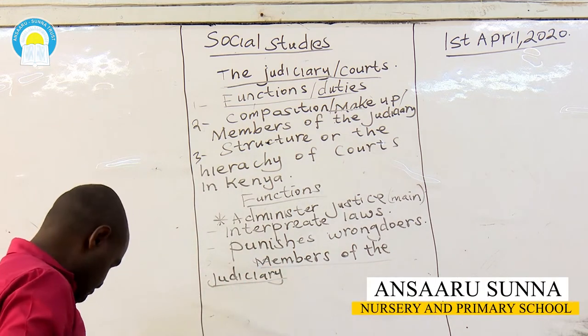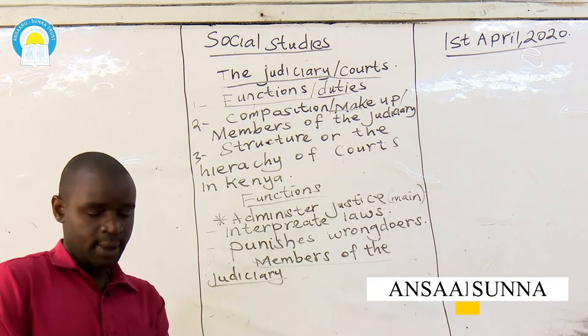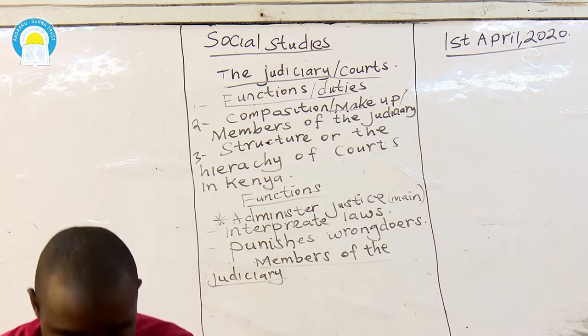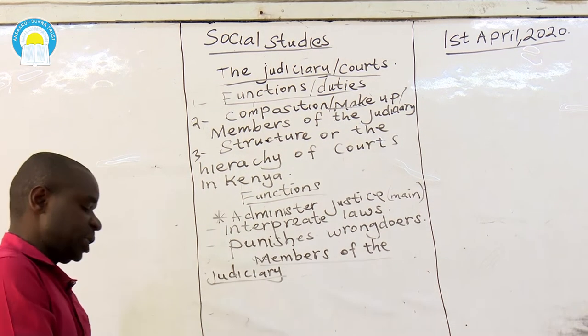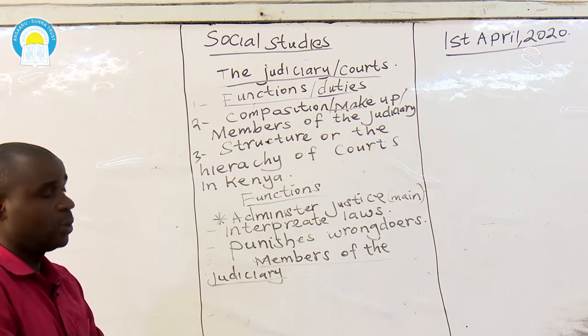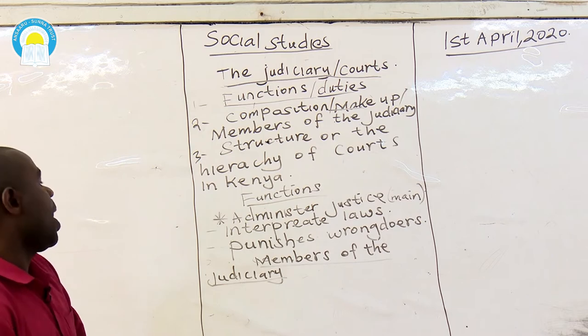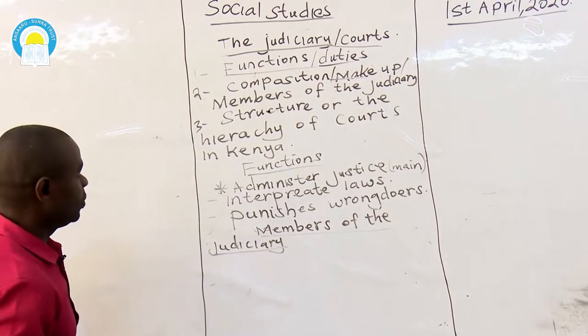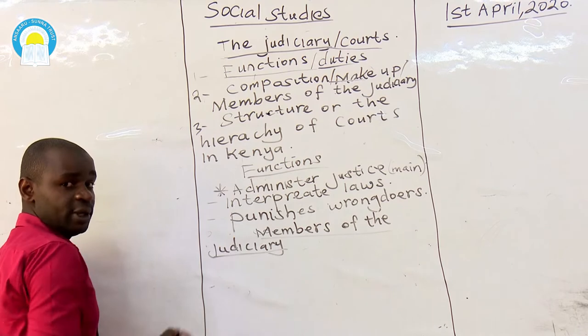Composition or members of the judiciary. Under composition, you see, the judiciary cannot work alone. We must have people to work in those courts. So number one, allow me to begin with the following members of the judiciary.